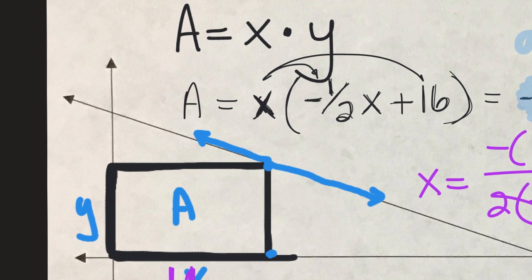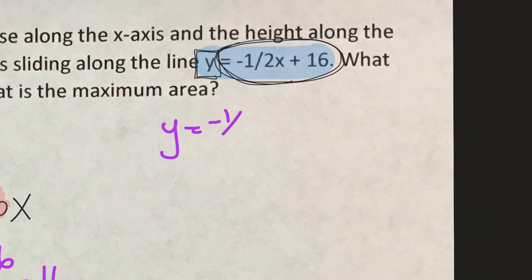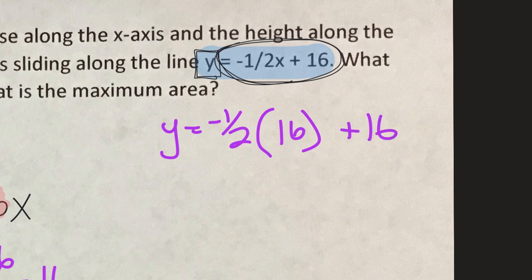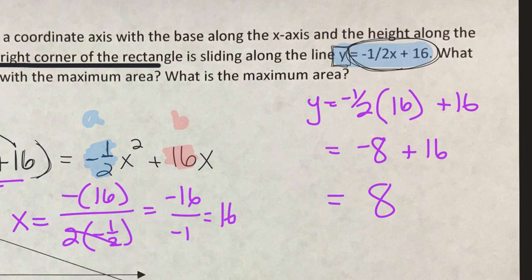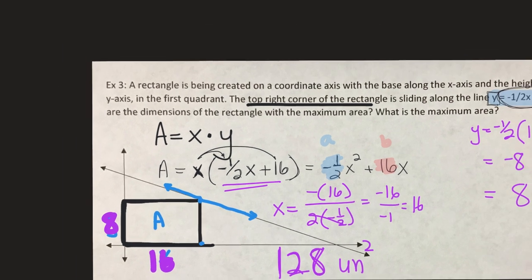Now the y value, right, I have an equation for y. Y equals negative 1/2 of the x, which was 16, plus 16. Okay, so I'm given an equation in order to calculate my y value. In this case, it turns out to be 8. So the dimensions of my rectangle are 16 by 8. And 16 times 8, well, I don't have a calculator handy, but that's 128 square units. Is that going to be the area of that rectangle with a side of 16 and a height of 8?